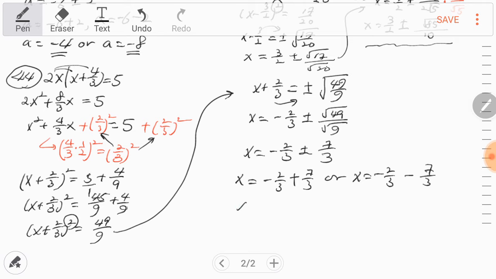Then what is x? x equals negative 2 plus 7, which is 5 over 3. Or x equals negative 2 minus 7, which is negative 9 over 3. So x equals what? Negative 3. So we have two solutions, negative 3 and 5 over 3.